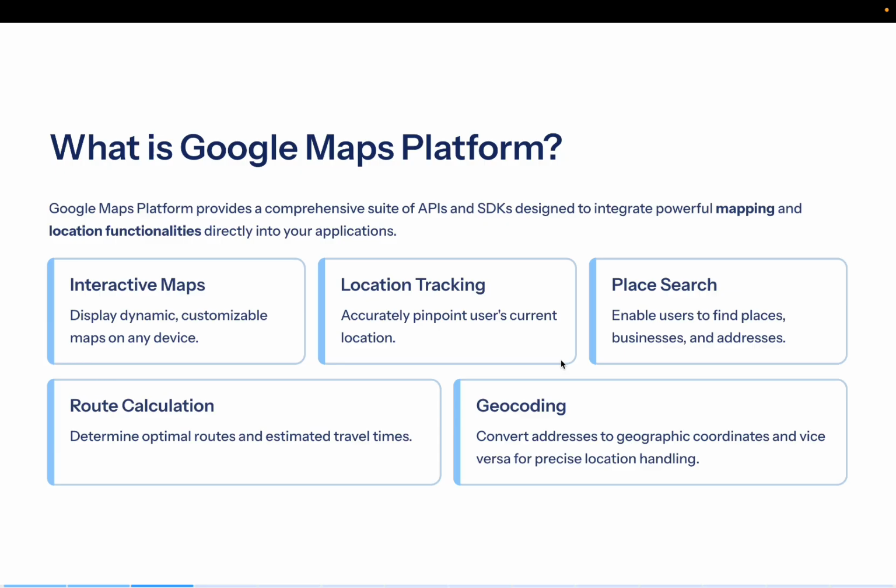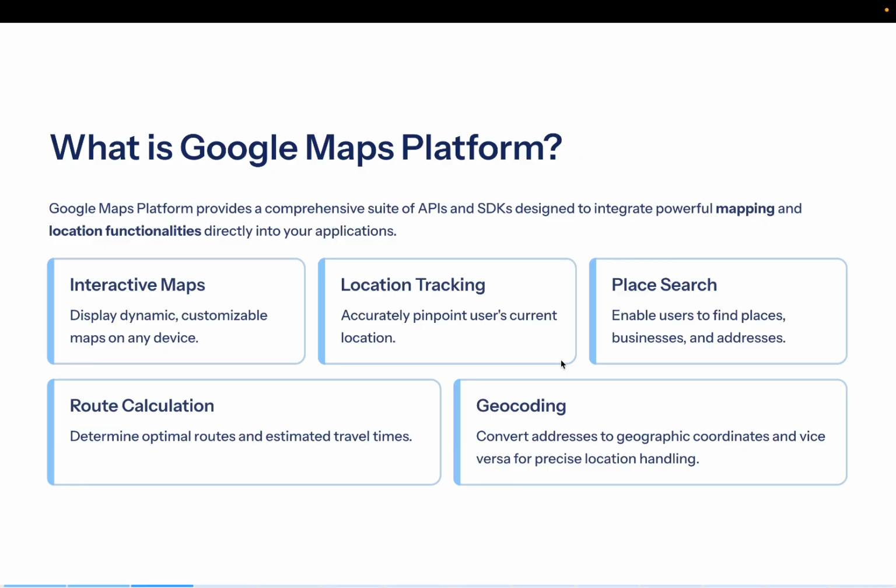The other one is place search. This platform enables users to search for places. For example, if you want to search for any place in Google Map, by using this Google search platform, we can get the particular places. Then another one is route calculation. Google Map can calculate the optimal routes between two or more locations and estimate the travel times. This is useful for planning deliveries or navigation routes.